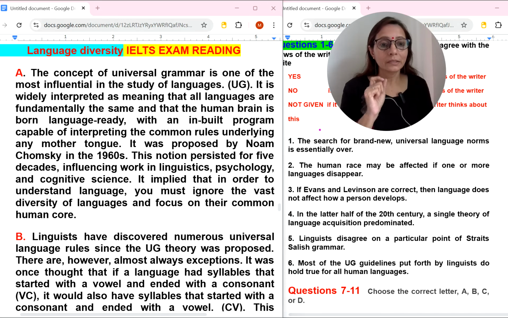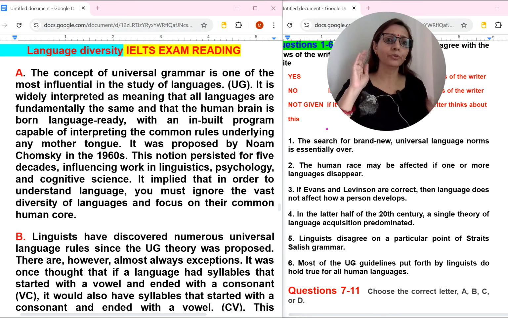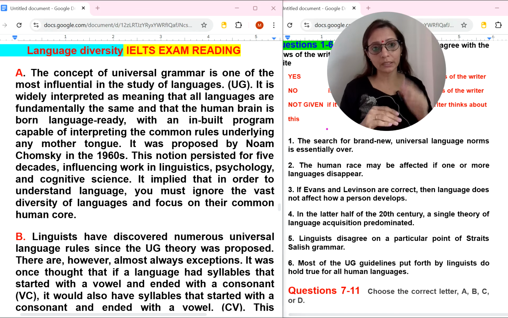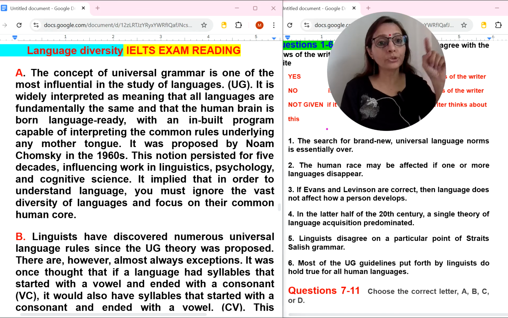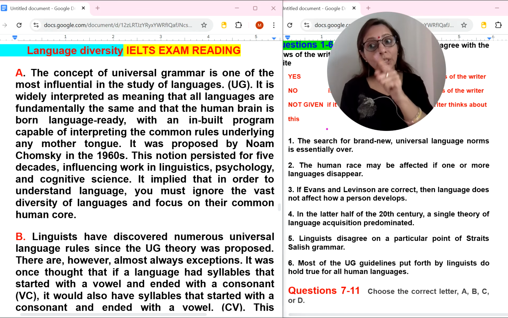So IELTS reading tips and tricks for yes, no, not given, or true, false, not given. In fact, for every question you need to read the question statement first, and then we will try to understand its meaning, and then definitely one or two keywords will come out to find the location of the question statement. Okay, let's read it.